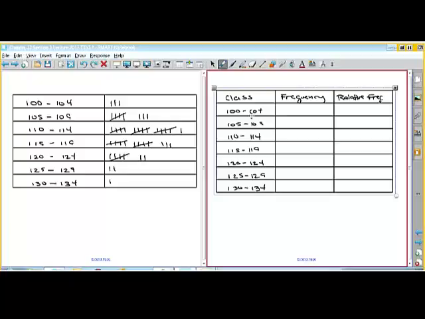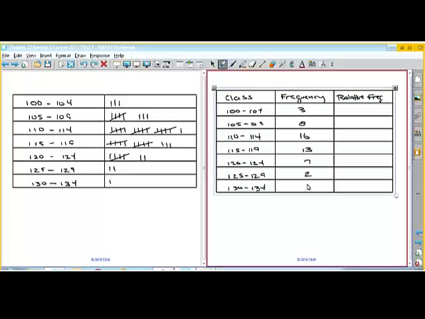And then to fill out the next column, all we do is just count the tick marks over here. So we have 3, 8, 16, 13, 7, 2, and 1.